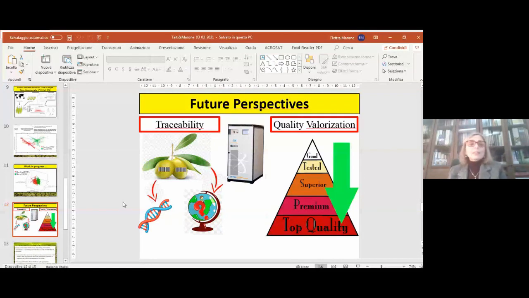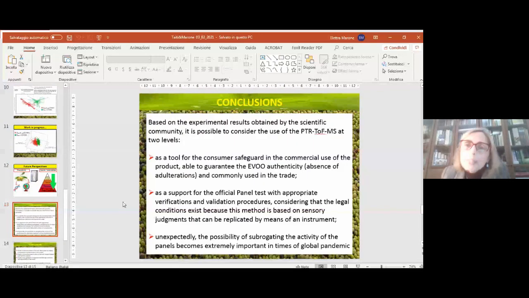And based on the experimental results obtained by the scientific community, it is possible to consider the use of the PTR-TOF-MS at 2 levels. That is, as a tool for the consumer safeguard in the commercial use of the product, able to guarantee the EVO authenticity, absence of adulterations commonly used in the trade, and as a support for the official panel test, with appropriate verifications and validation procedures, considering that the legal condition exists because this method is based on sensory judgments that can be replicated by means of an instrument.